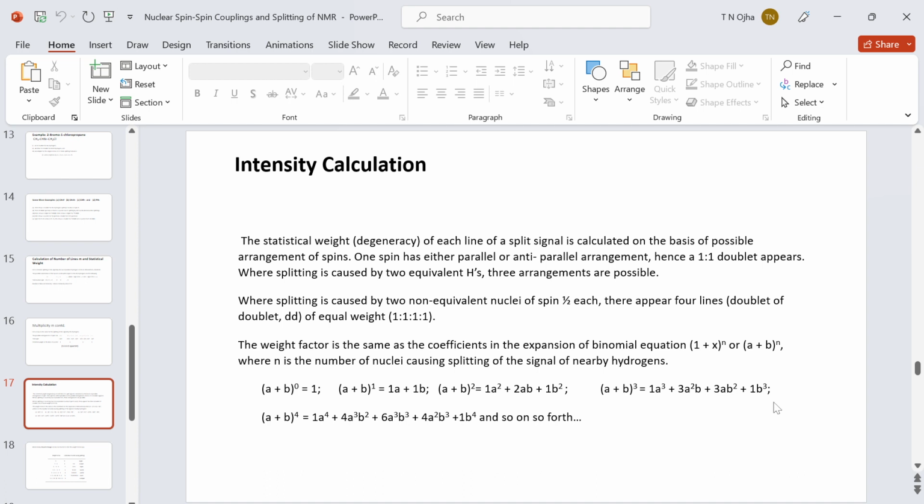When there are three splitting nuclei, expansion of (a plus b) power 3 gives 1a cube, 3a square b, 3ab square, 1b cube. The coefficients are 1, 3, 3, 1. So we get a quartet, intensity ratio 1 is to 3 is to 3 is to 1. When there are four such nuclei causing splitting, meaning two CH2s on either side, then the expansion coefficients are 1, 4, 6, 4, 1. So we get a quintet, 5 lines, intensity ratio 1, 4, 6, 4, 1, and so on and so forth.